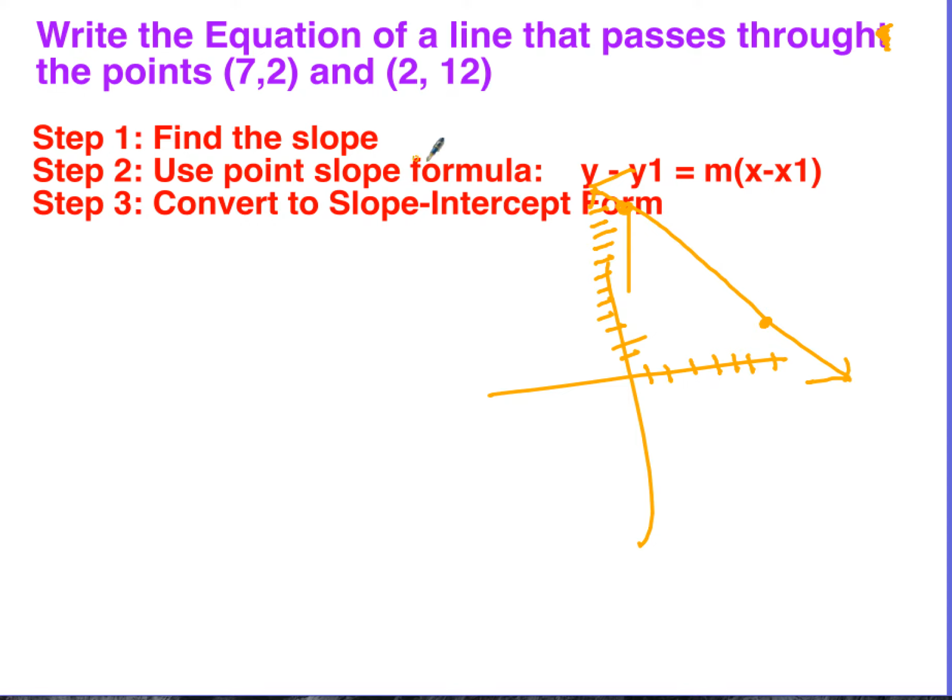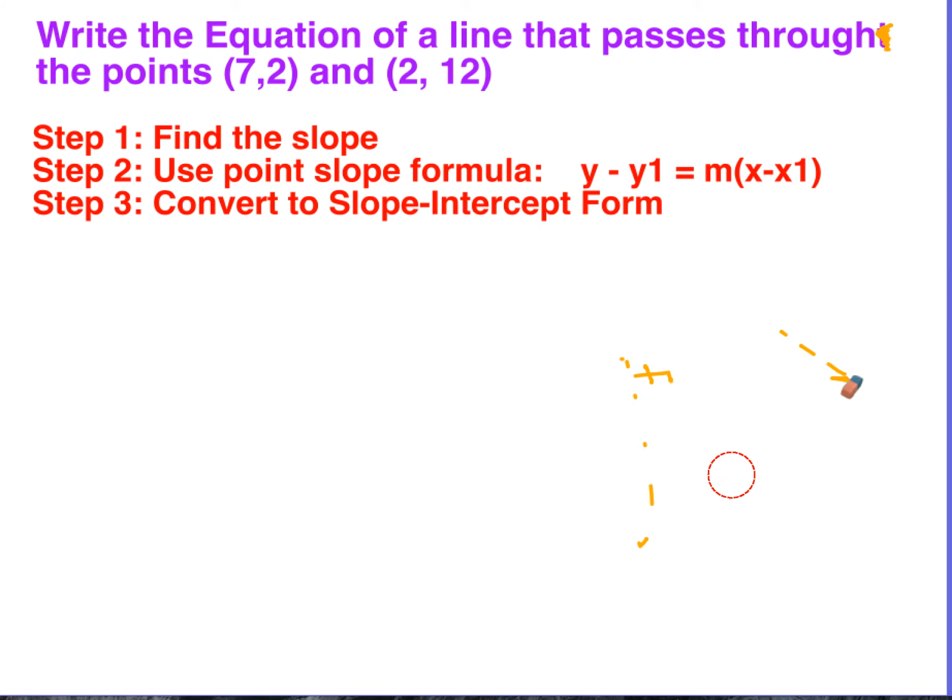Do I have any idea what my y-intercept is? No. Do I know what my slope is? No. So I don't know what the equation of that line is. Okay, so we can graph that really easily, but can we write the equation of it? The way we do that, if I want to write the equation of a line that goes through these 2 points, is the first thing I need to do is find the slope.